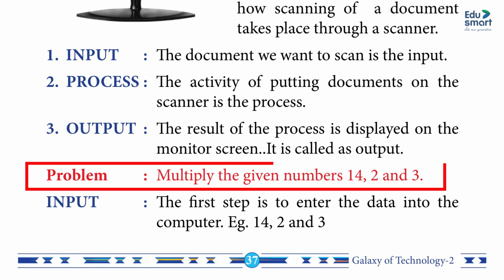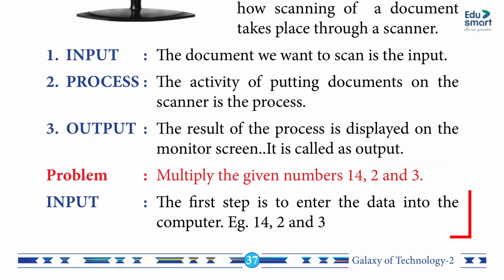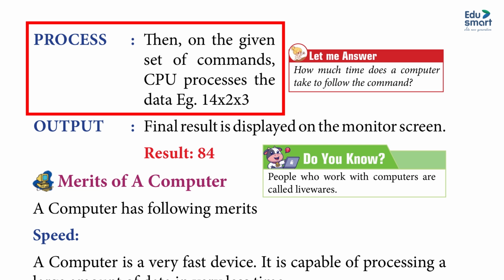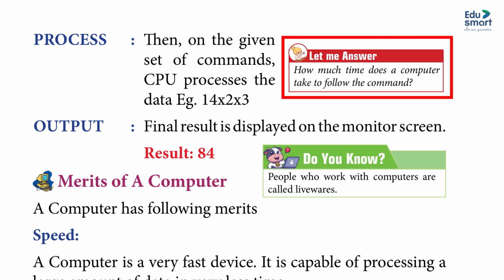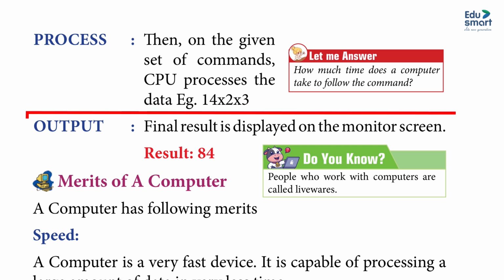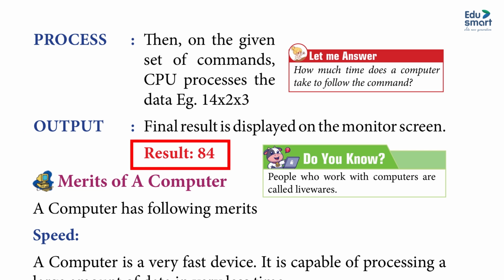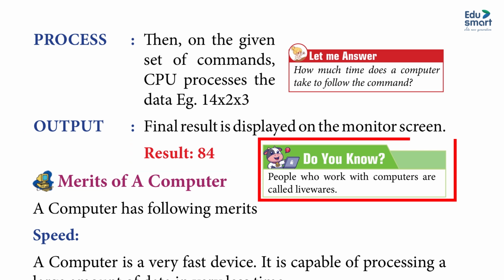Problem: multiply the given number 14, 2 and 3. Input: the first step is to enter the data into the computer. Example 14, 2 and 3. Process: then on the given set of commands, CPU processes the data. Example 14 into 2 into 3. Let me answer. How much time does a computer take to follow the command? Output: final result is displayed on the monitor screen. Result is 84. Do you know people who work with the computers are called livewares?